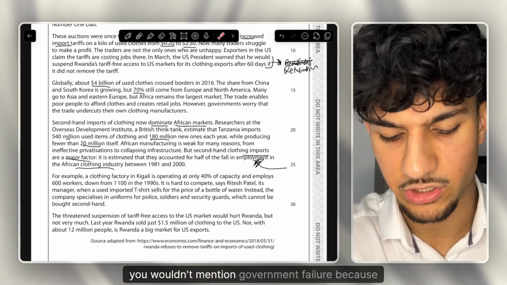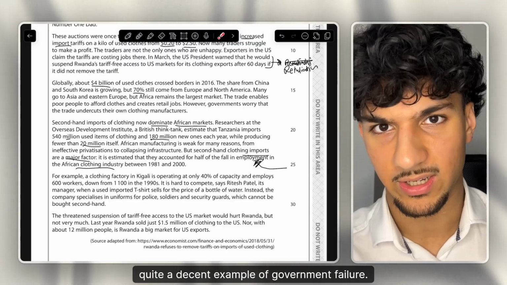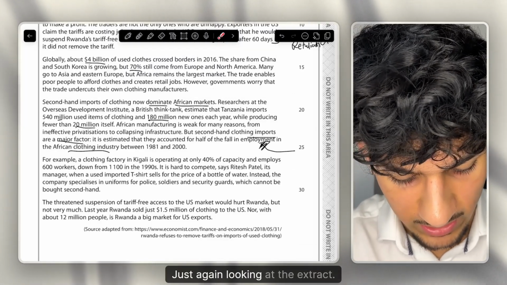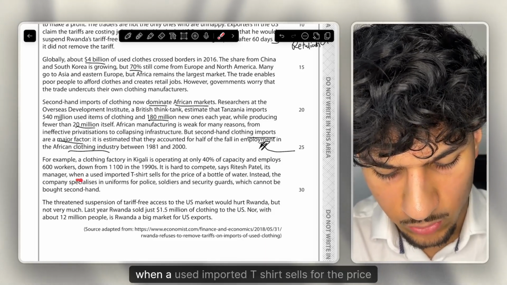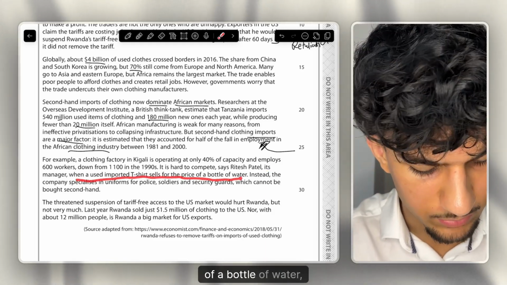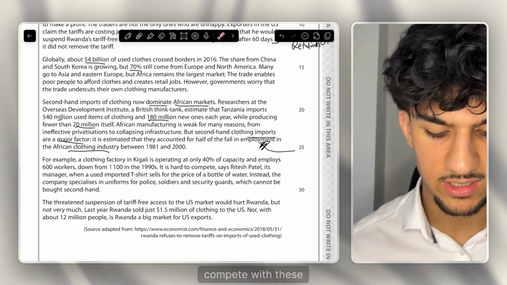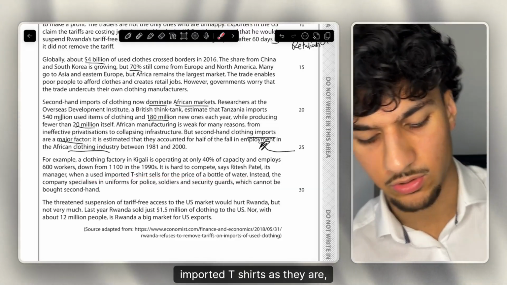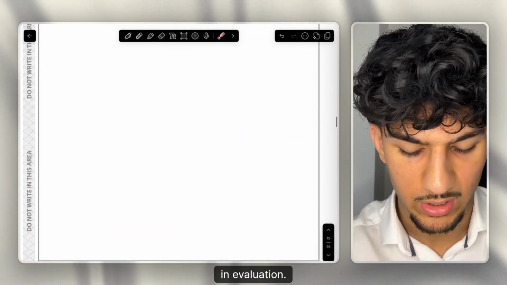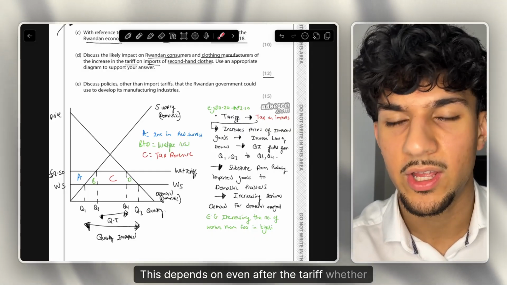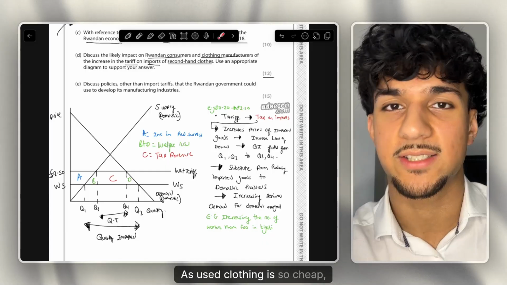Thus, you wouldn't mention government failure because it's macro, but it's quite a decent example of government failure. And again, with the second evaluation point, just again looking at the extract, this line also is quite interesting: when a used imported t-shirt sells for the price of a bottle of water. Essentially saying that it's almost impossible to compete with these imported t-shirts, as they are imported clothing, as they are so cheap. So a really good evaluation point is saying, however, in evaluation, this depends on even after the tariff, whether domestic producers would still be able to compete, as used clothing is so cheap.